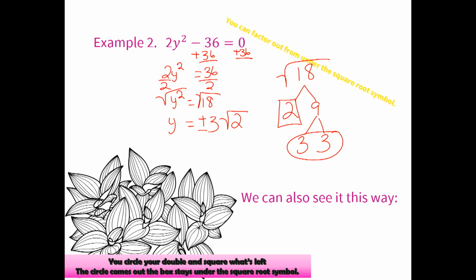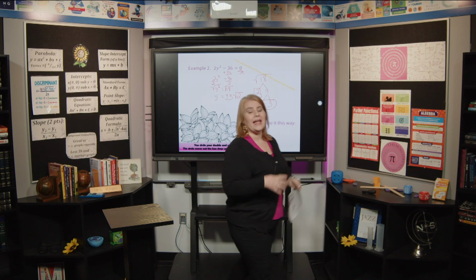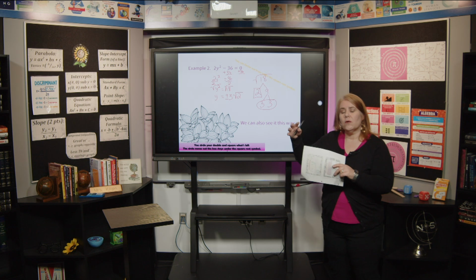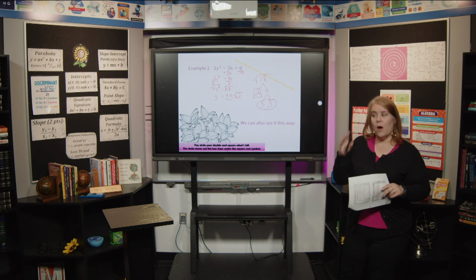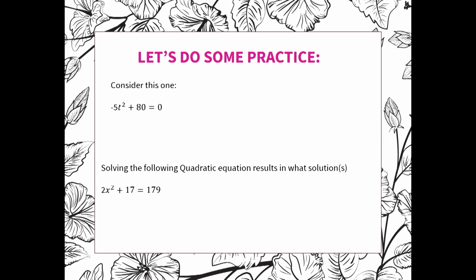So when I took 2y squared minus 36 equals 0, factored it down, factored out from under the radical sign, my y equals plus or minus 3 square roots of 2. There's always a way to get these answers reduced or in lowest terms. We always want to make sure that we're looking at that. All right, so let's look at what's next.